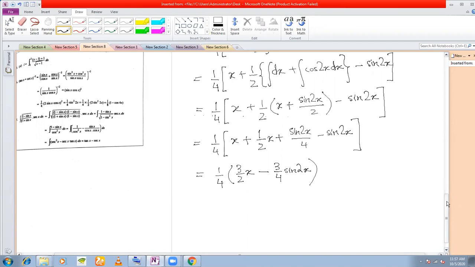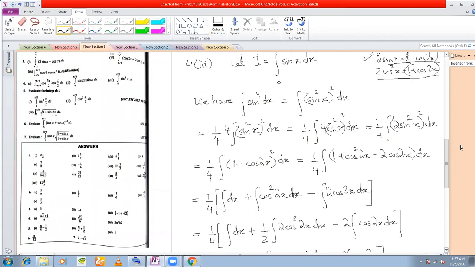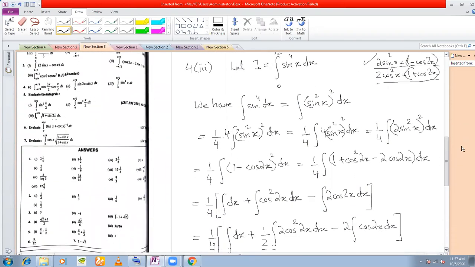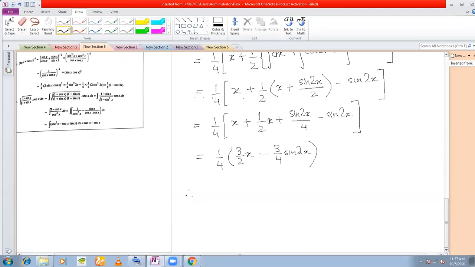Now we have evaluated this as an indefinite integral. Now we'll see what the definite integral is. Limits are 0 to pi by 2. So therefore, I is equal to integral 0 to pi by 2 sine to the power of 4 x dx is 1/4 of 3 by 2 x minus 3/4 sine 2x evaluated between the limits 0 to pi by 2.